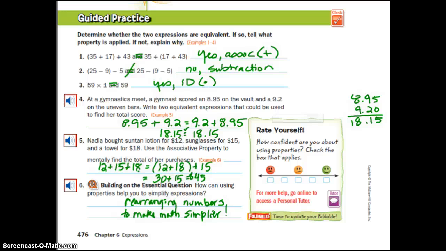So if I switch the order first and put 12 plus 18 in parentheses, do that first, then I get a multiple of 10, which would be 30. Add 15 is 45. So again, when I do that, the math becomes easier. So when you rearrange numbers, it helps the math become simpler. Now it's your turn. Thank you.